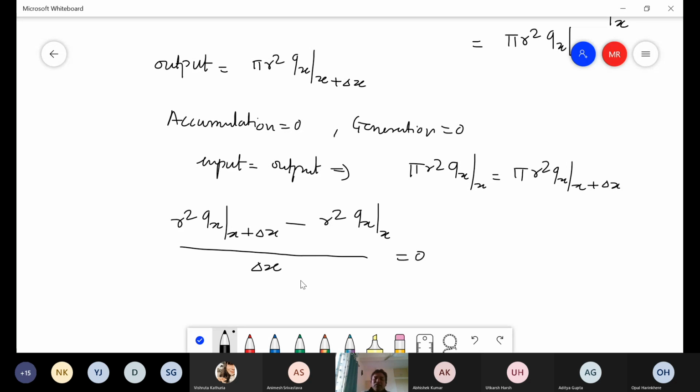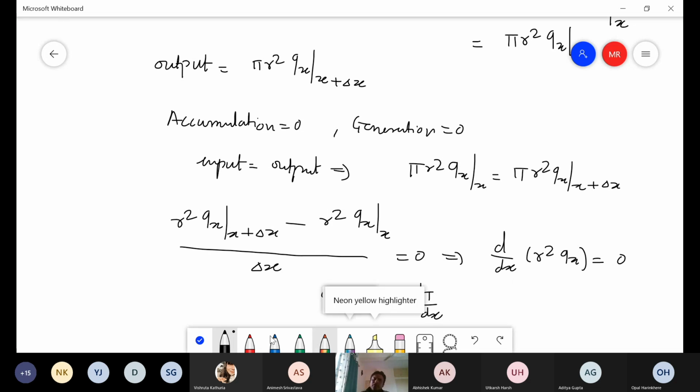Okay. So in differential form, what we are going to get from this is d by dx of r square qx should be 0. Correct. Again, from Fourier's law of heat conduction, qx will be given as what? qx is given as minus k dT by dx. Correct. So minus k dT by dx.